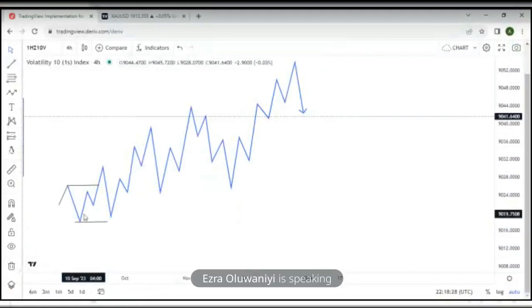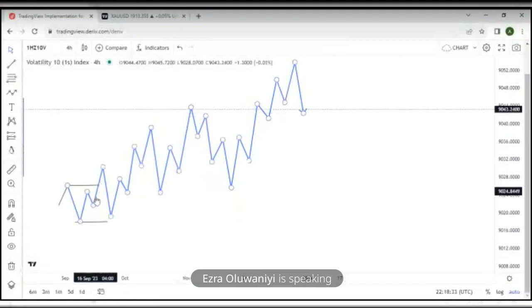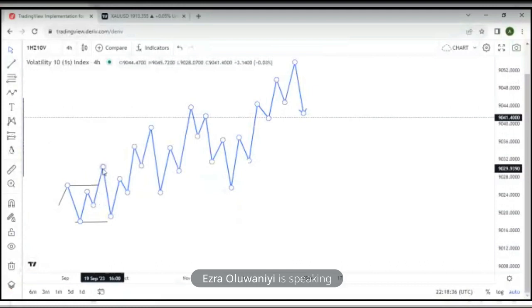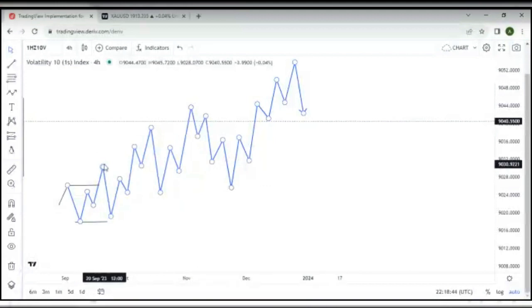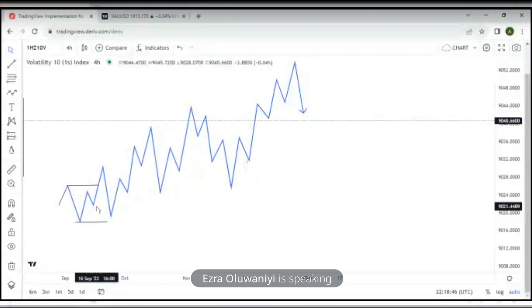Now, as price kept going up, it violates this high. So this is supposed to be a break of structure, but somehow it can only be confirmed. Just for you to know, an inducement is just a pullback before break of structure, right? So a pullback before break of structure. Let me show you what a valid pullback is.